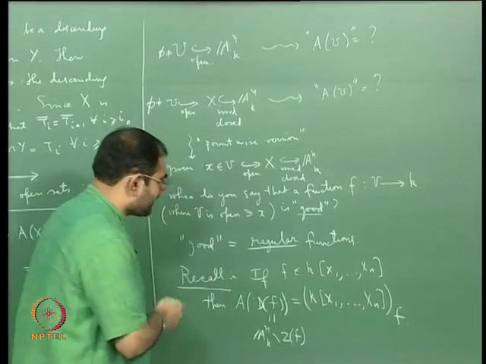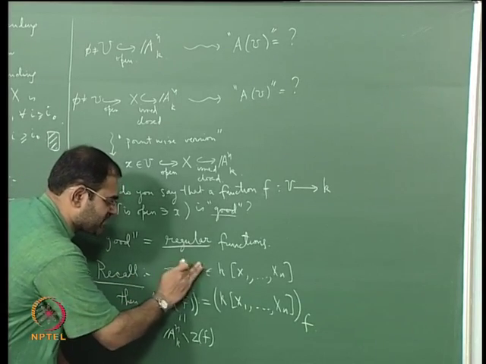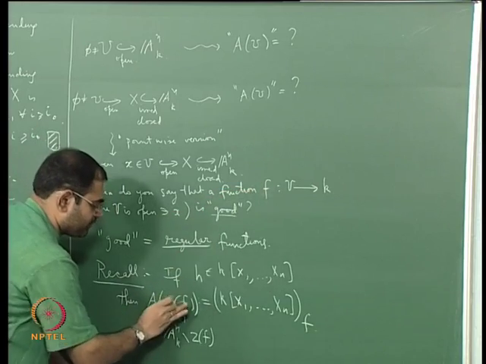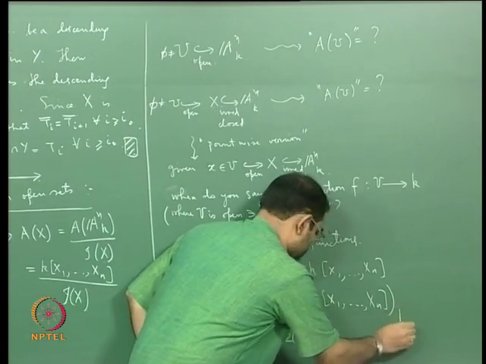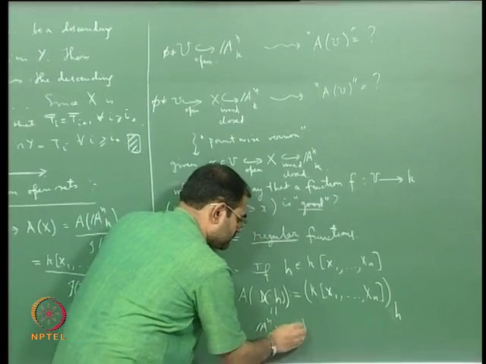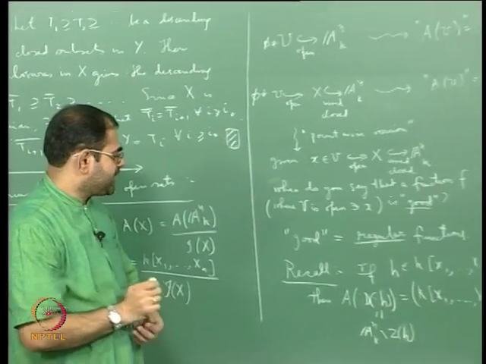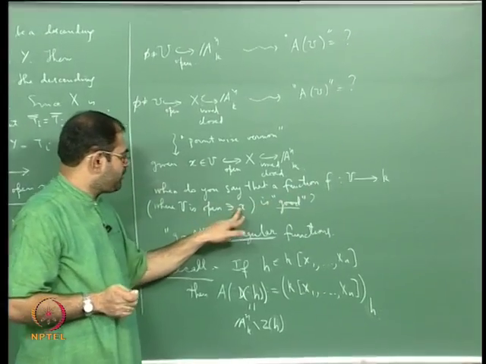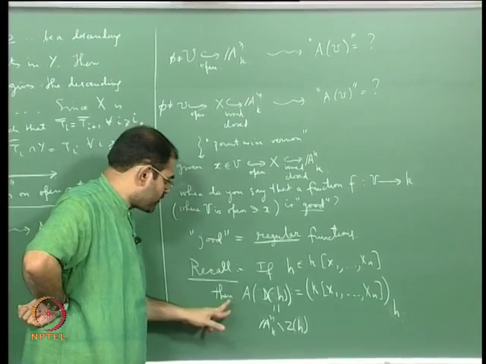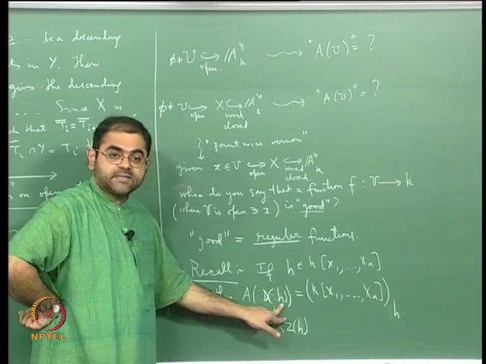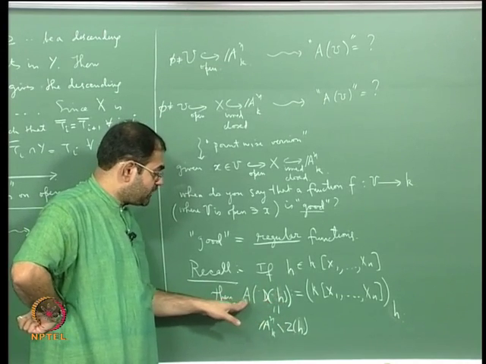And just so that I don't mess up notation, let me call this H, because I already used F there. Let me put H everywhere. And now, you know what I'm going to do. I need to still make one more statement. This is for a basic affine open set in the whole affine space.